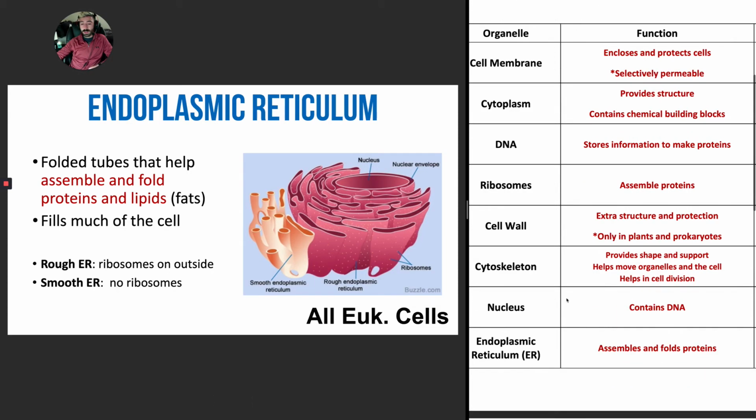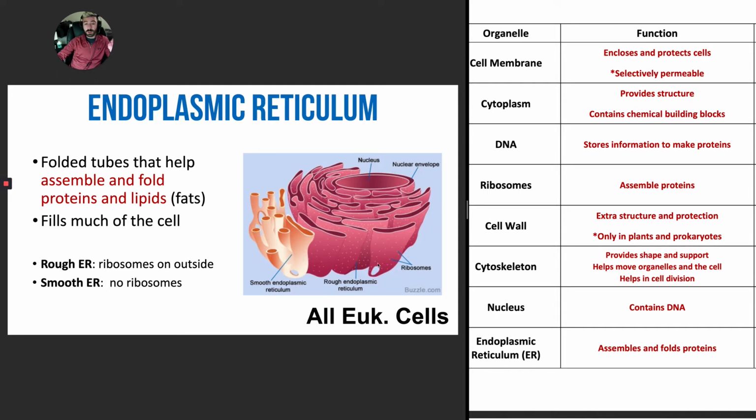Next, we have something called the endoplasmic reticulum. Now this is quite the name. We like to abbreviate this as the ER, because we don't want to say endoplasmic reticulum over and over. So we just say the ER. And what it is, it's this system of folded tubes that helps assemble and fold proteins or lipids, which are fats. So for us specifically, we're going to look at proteins right now. And it's these folded tubes. It's divided into two parts, the rough ER and the smooth ER.